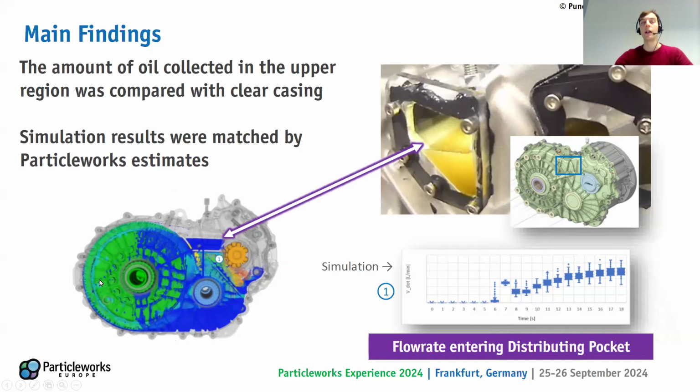They changed one geometrical element. I will show you the detail in the next slide. And thanks to that, they could achieve a higher amount of oil in the upper region. It was also validated with the clear casing. And this is the simulation as compared to the data point from experiment. The amount of oil collected in that pocket was confirmed.